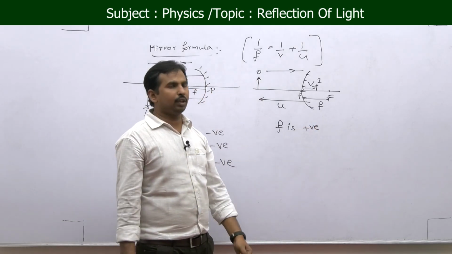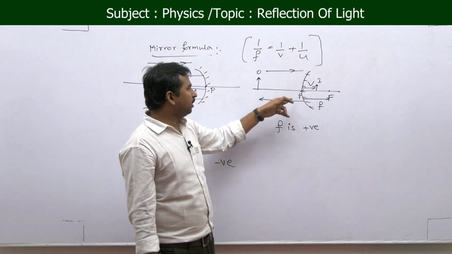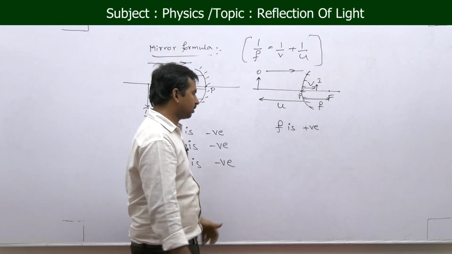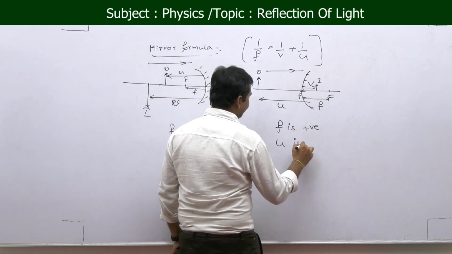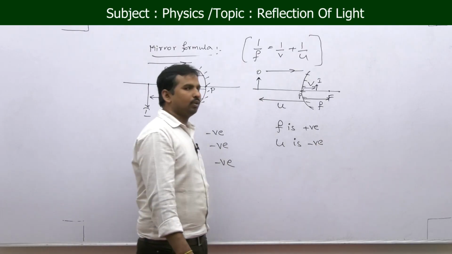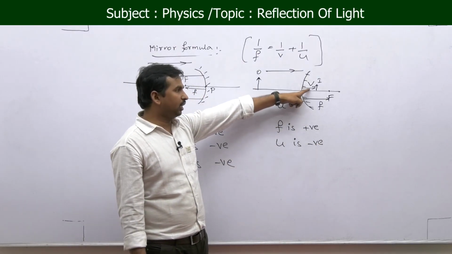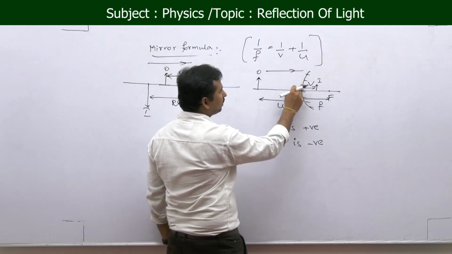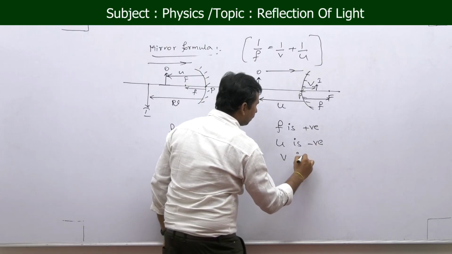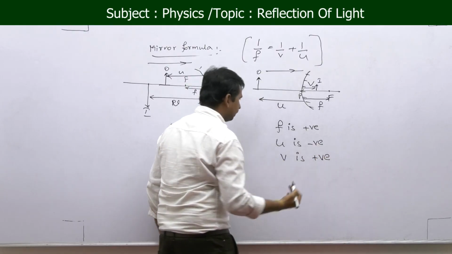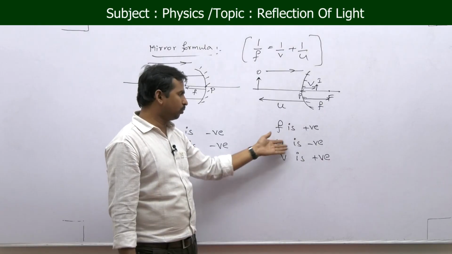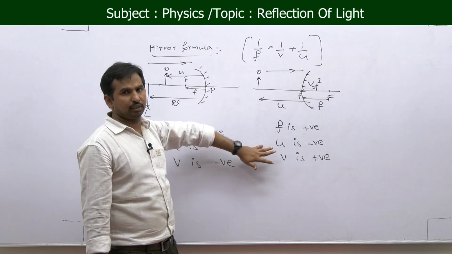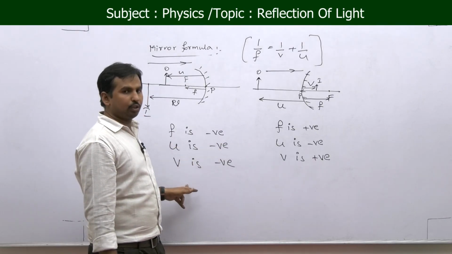In the same way, the object distance is measured opposite to the incident light ray here. So that's why u is negative. Whereas in case of v, the image distance is taken in the direction of the incident ray, as both are in the same direction, then v is also positive here. So f is positive, u is negative, and v is positive in case of convex mirror. And this is for concave mirror.